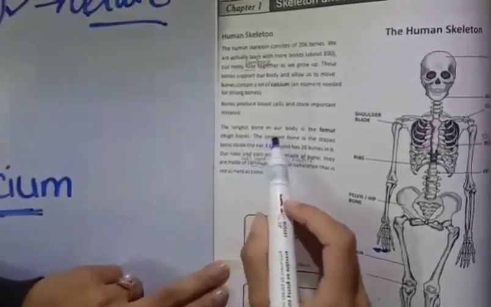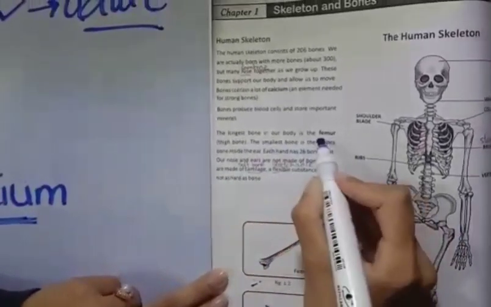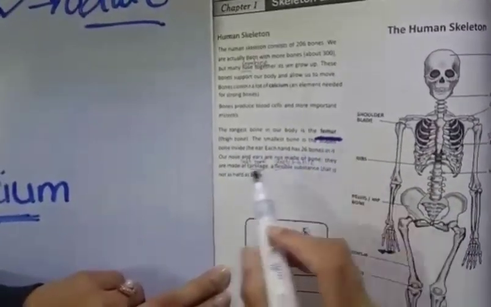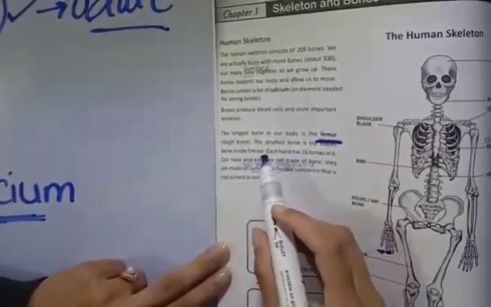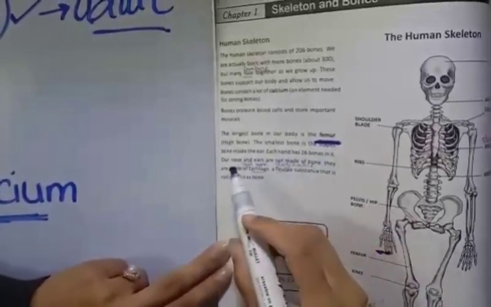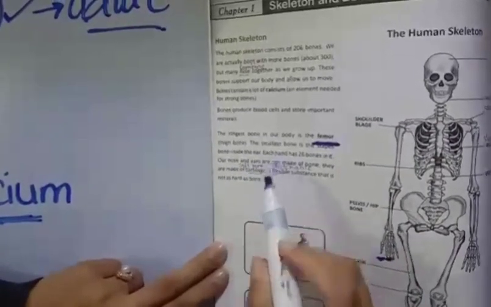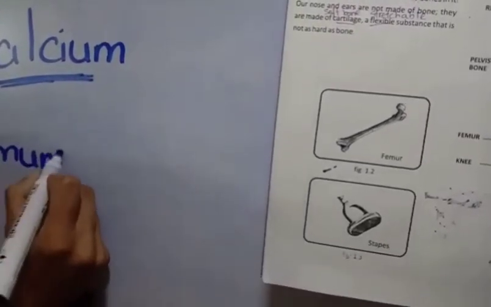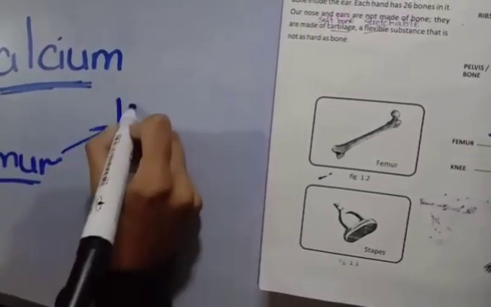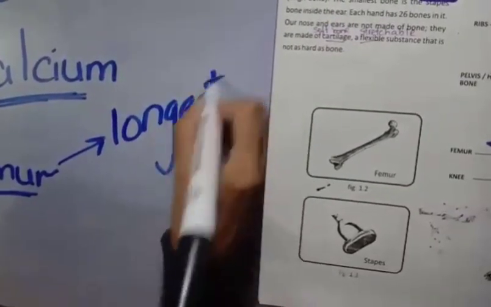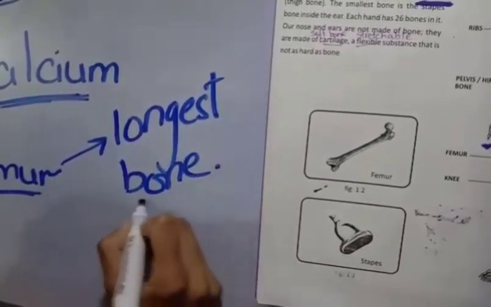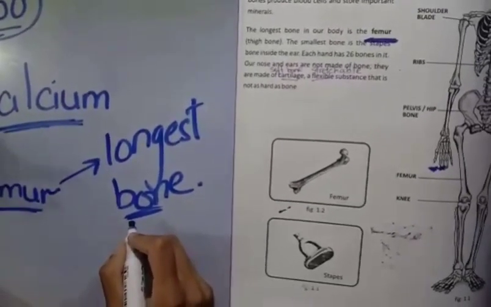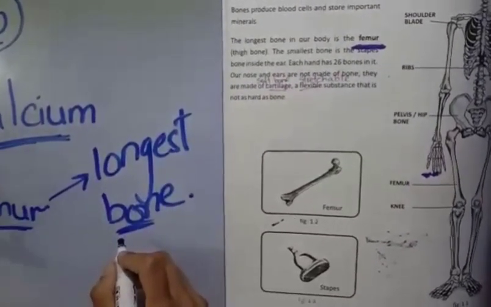The longest bone in our body is the femur. Underline the word femur. This is very important. This can come in your MCQ portion, in your objective portion. The smallest bone is the stapes bone inside the ear. So I am going to tell you about two very important bones. Number one is the femur. Keep that in your mind. Femur is the longest bone, which is present in our thigh. Thigh means the portion above the knee and under the hip bone.